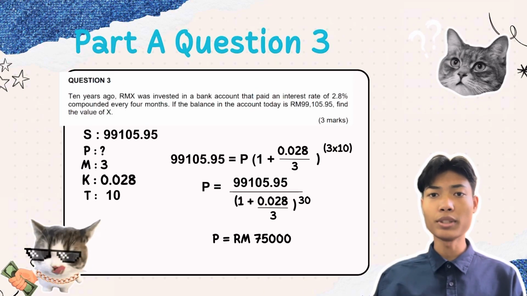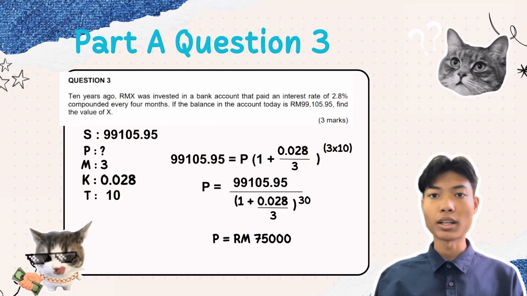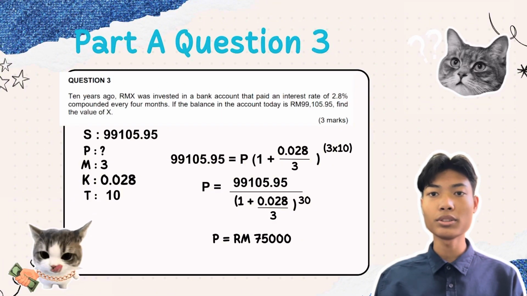For question 3, we need to find the value of x. We're gonna use the same formula as we used at question 2, but this time we need to find P in the formula instead of S. After that, just substitute all the information into the formula, do some algebra, and get the final answer, which is P is RM75,000.